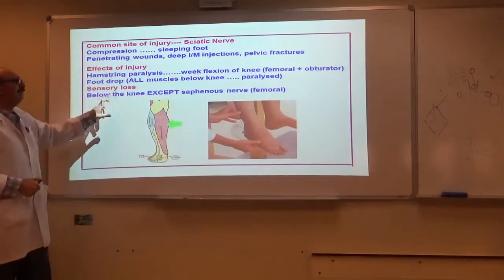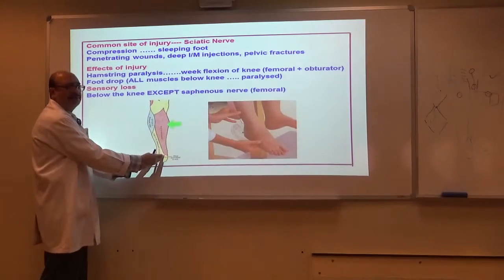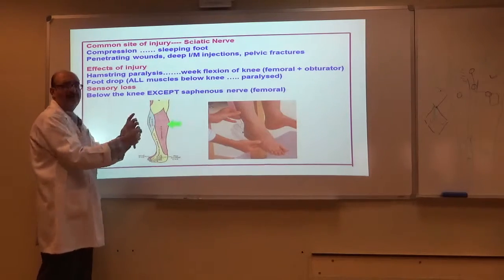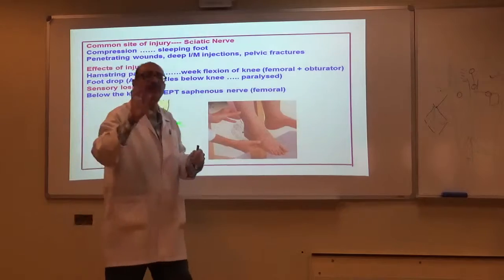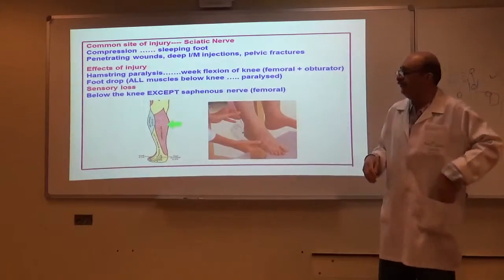Sensory loss below the knee except in the saphenous nerve area. This is all supplied by the sciatic nerve except the saphenous part. So this will be good. All other surrounding areas will be numb. No feelings, no sensory areas. So this is the way of injury here.